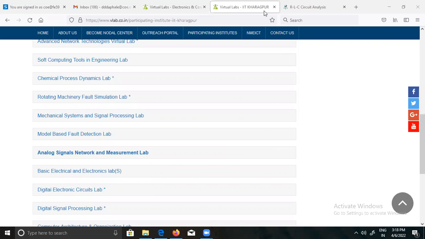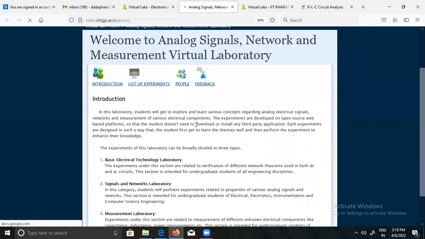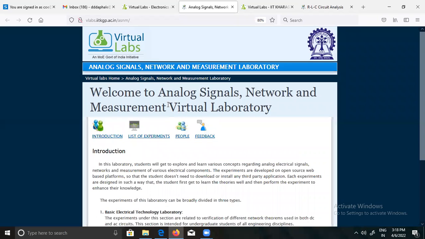Today, we are going to learn another important virtual lab related to the study of a series RLC circuit. It is available here, which is nothing but this. This is the lab which is available there.